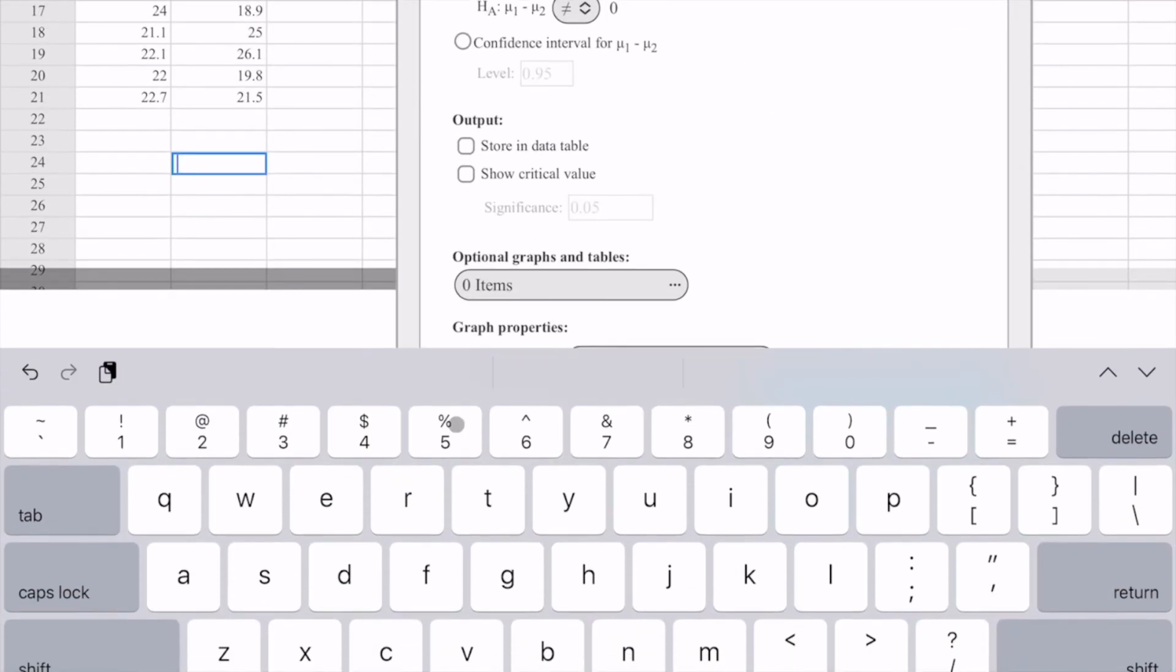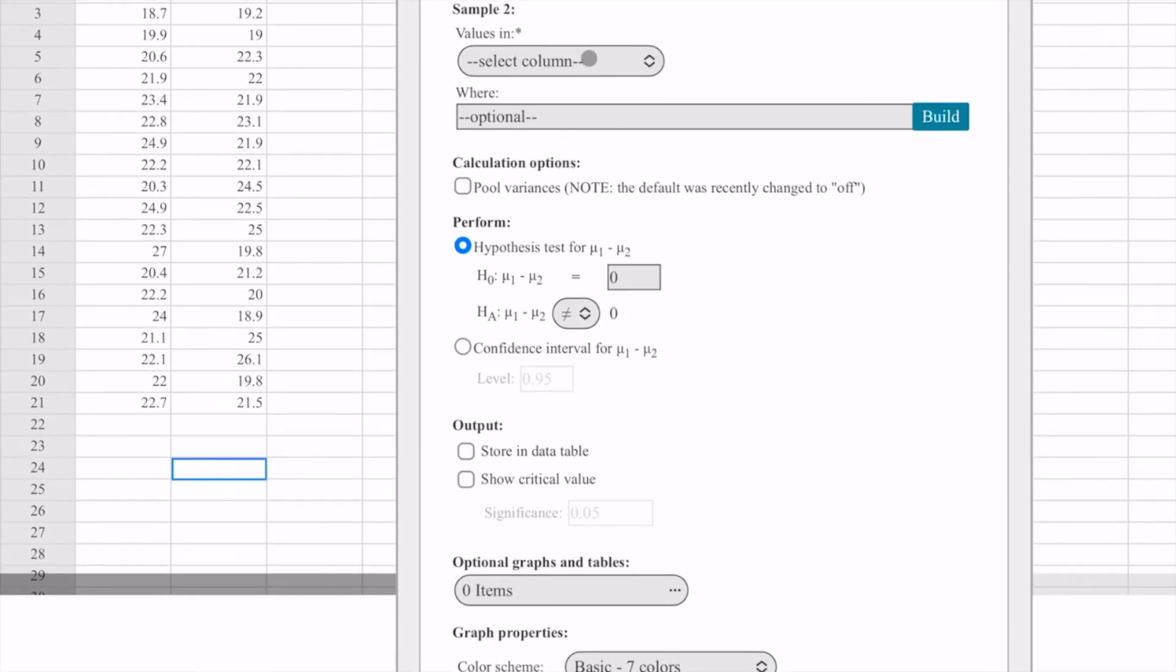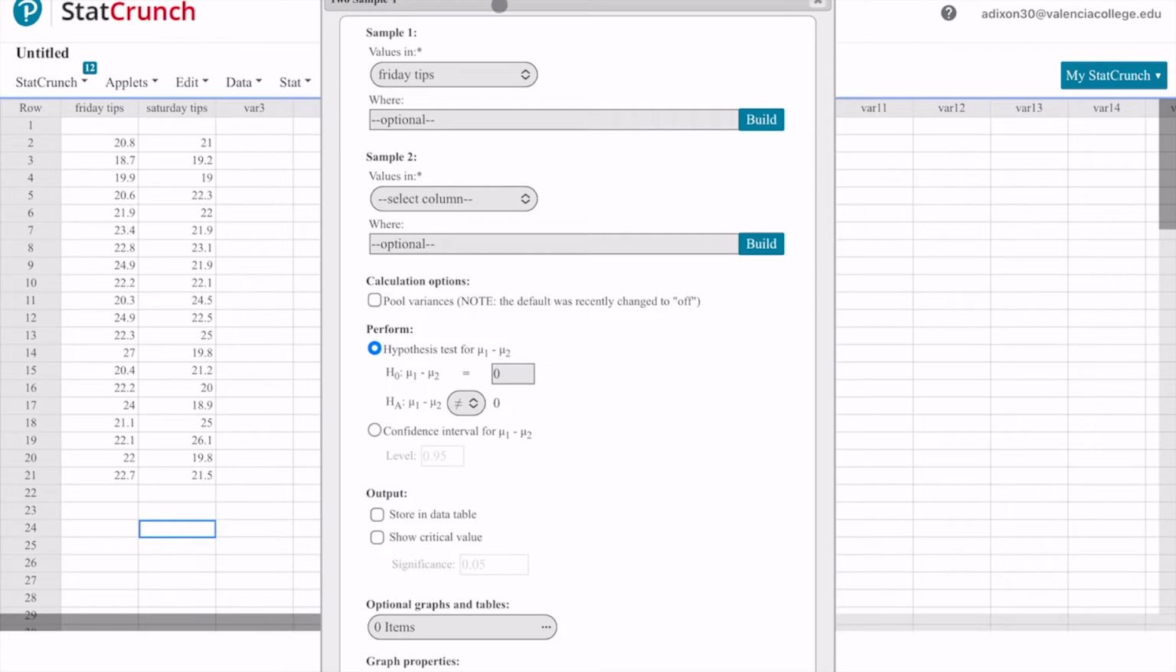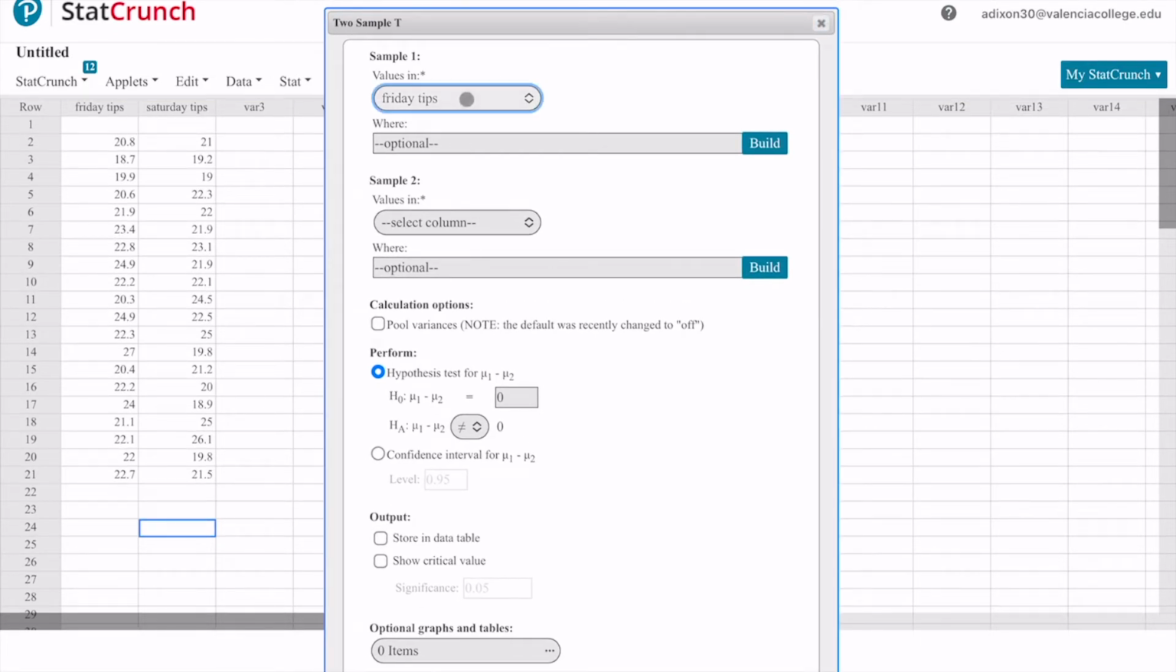Okay. All right. So then let's go back. If we have it labeled that way, then when we go under values, there we go. Now the name pops up. So Friday tips, and that's sample 1, and then sample 2 would be Saturday tips. Okay. That should be it. And then we go down here. Like I said, don't worry about pooling. And we go down to hypothesis test.